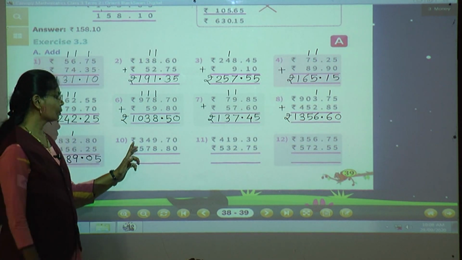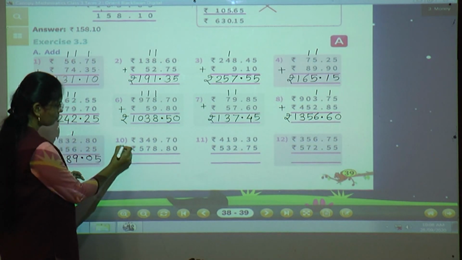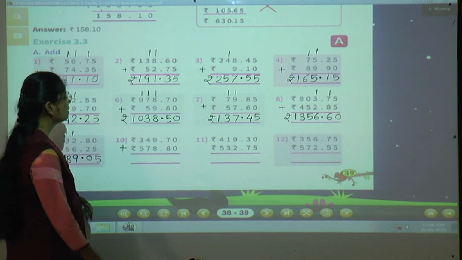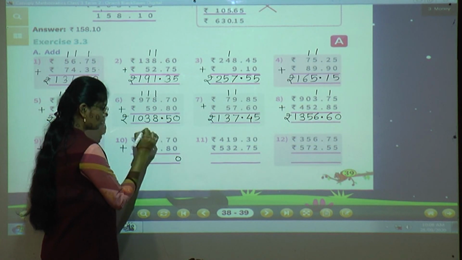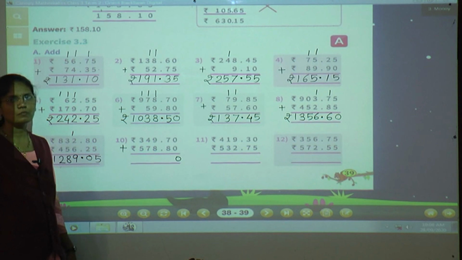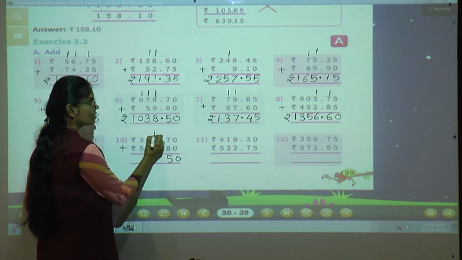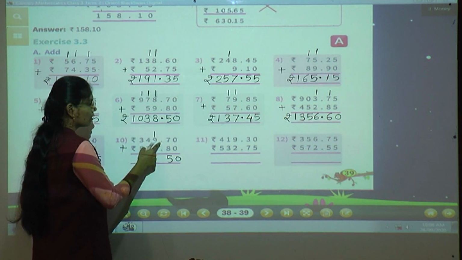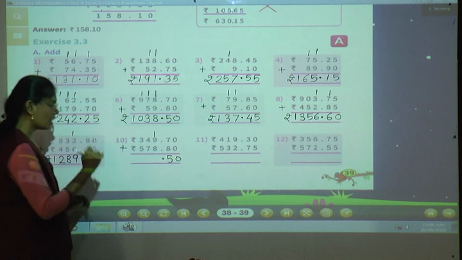Read the value. Rupees 349 and 70 paise plus rupees 578 and 80 paise. Now start from the paise. 0 plus 0, 0. Then 7 plus 8, 15. Correct. So we'll write here 5 and 1 as a carry to the next place. Then here dots are there. Okay. So you have to give a dot, one below the other.